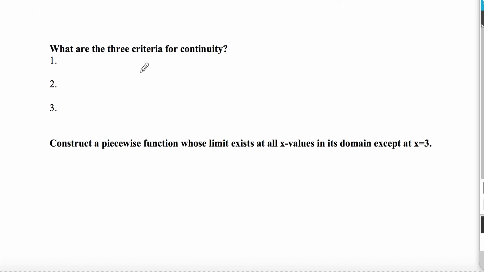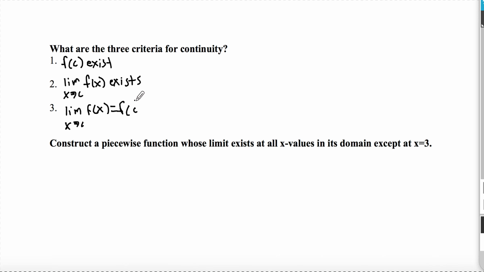All right, here's the reminder, the things we need to take away. 1, we need to make sure f of c exists if something's continuous. 2, we need to make sure that the limit as x approaches c of f of x exists. And 3, we need to make sure that the limit as x approaches c of f of x is going to be equal to f of c. And if all 3 of those things are true, then the function's continuous at x equals c.